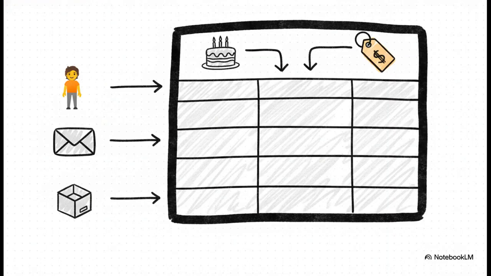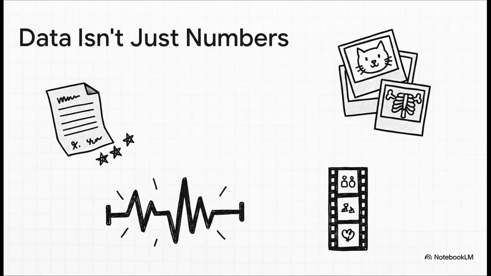Most of the time, it's actually super simple. It just boils down to rows and columns. Think about it. The rows are the individual items. One student, one email, one product. And the columns? Those are just the details about each of those items. Things like age, price, or who sent the email. Easy, right?